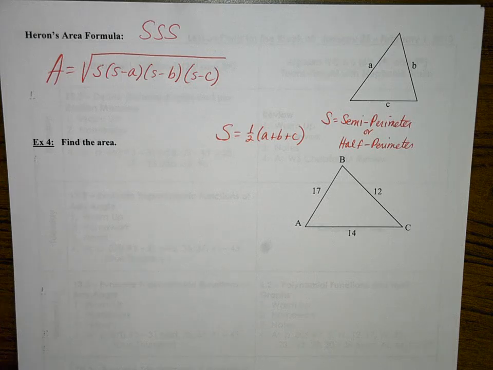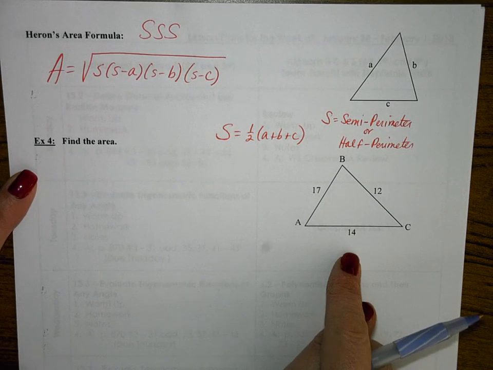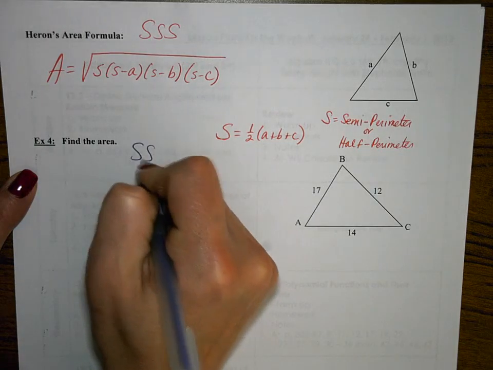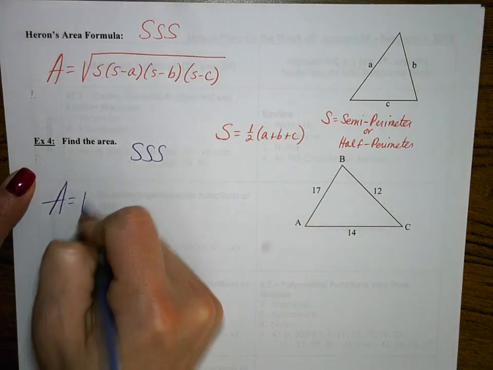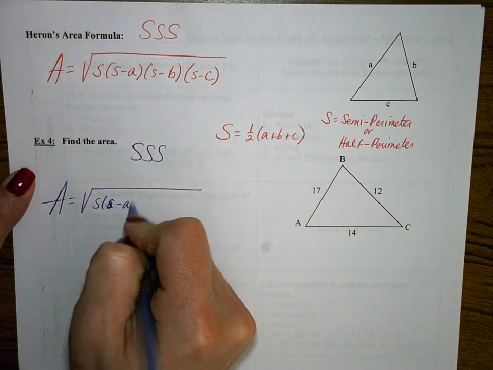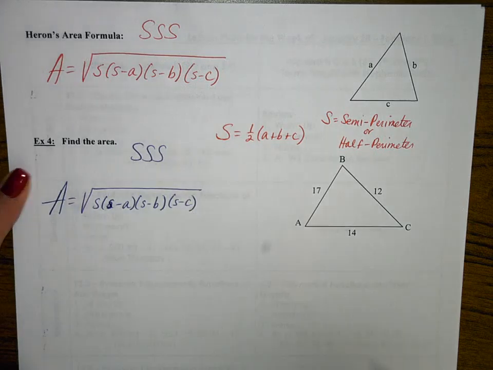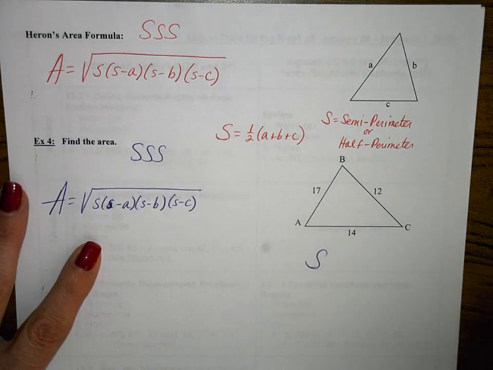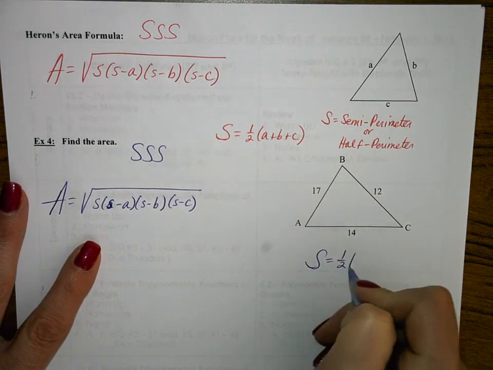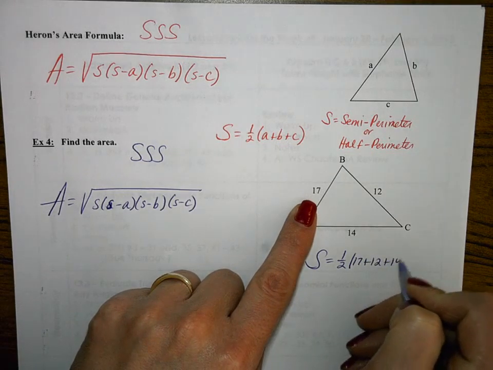No doubt about it. So if I'm finding the area of this triangle, notice that I'm given side, side, side. So I'm going to use Heron's area formula, S times the quantity of S minus A, times the quantity of S minus B, times the quantity of S minus C. Now, first thing I want to do is find S. Well, S is 1/2 of the perimeter, so 1/2 of 17 plus 12 plus 14.